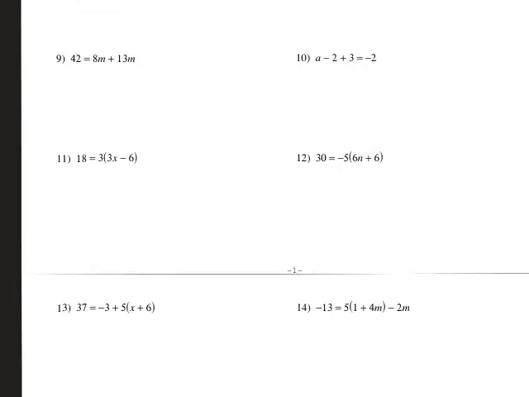Let's look at number 11. 11 is unique because what 11 is saying is we have three groups of what's in the parentheses. Now, we've done this in combining like terms. We just haven't done it in solving equations yet, but we've done distributive property recently. So what we're saying is that we have a 3x minus 6 how many times? 3 times.